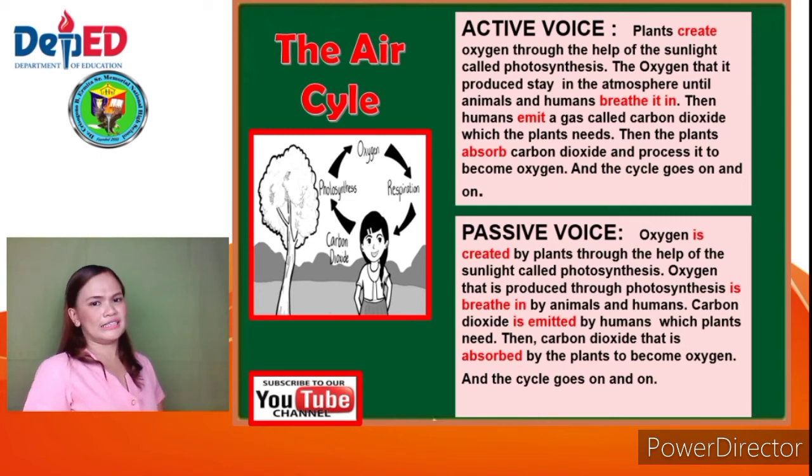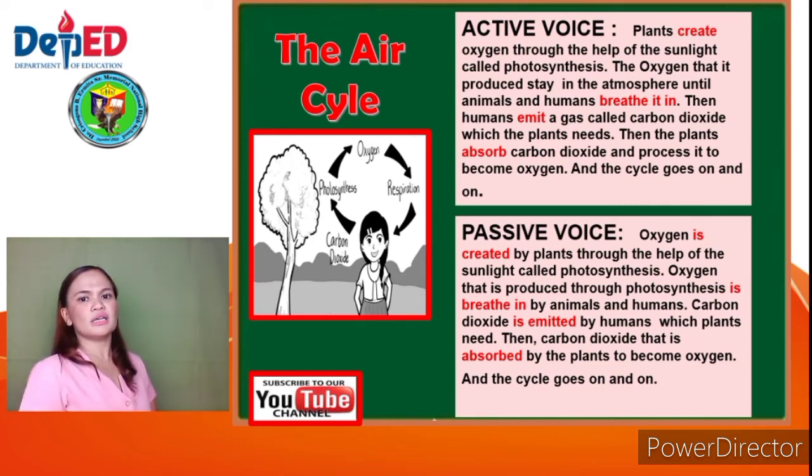The air cycle. Active voice. Plants create oxygen through the help of the sunlight called photosynthesis. The oxygen that it produces stays in the atmosphere until animals and humans breathe it in. Then, humans emit a gas called carbon dioxide, which the plants need. Then, the plants absorb carbon dioxide and process it to become oxygen. And the cycle goes on and on.